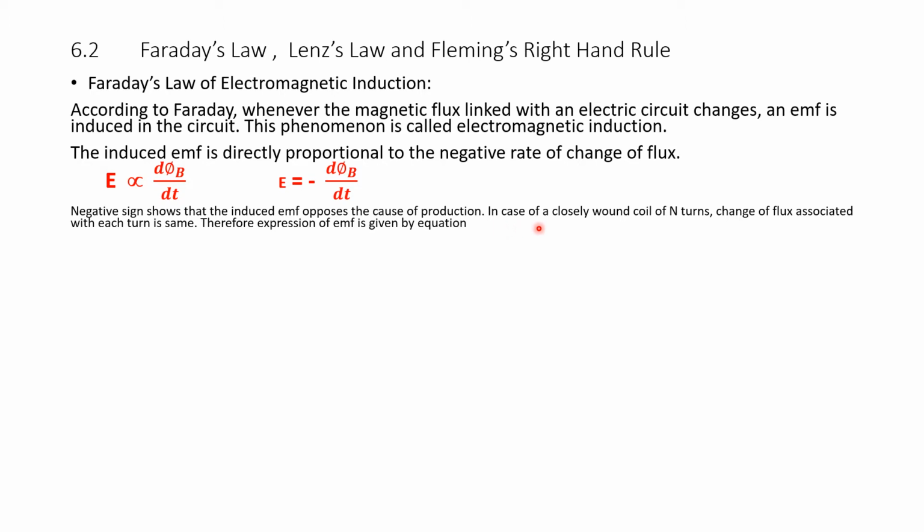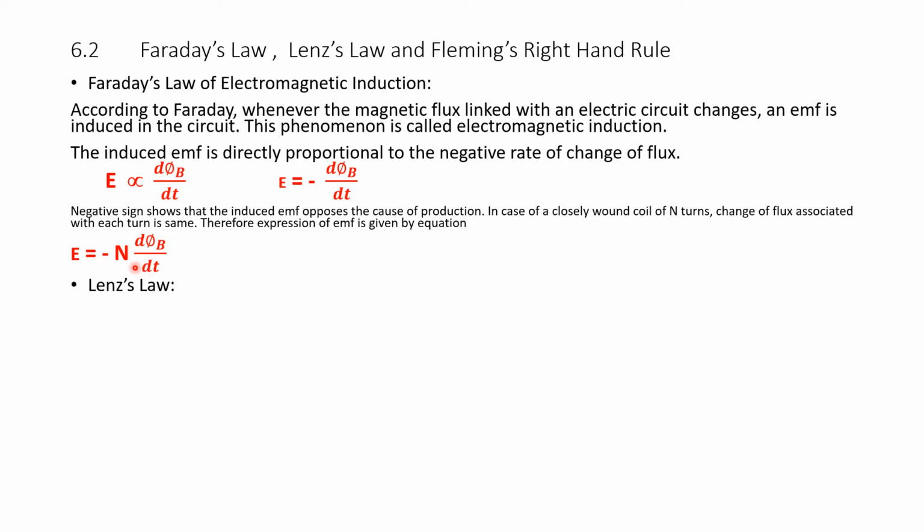In case of a closely wound coil of N turns, change of flux associated with each turn is same. Therefore, expression for EMF is given by the equation E is equal to minus N d phi by dt. Here everything is same, only we have added N because number of turns in the coil are N.